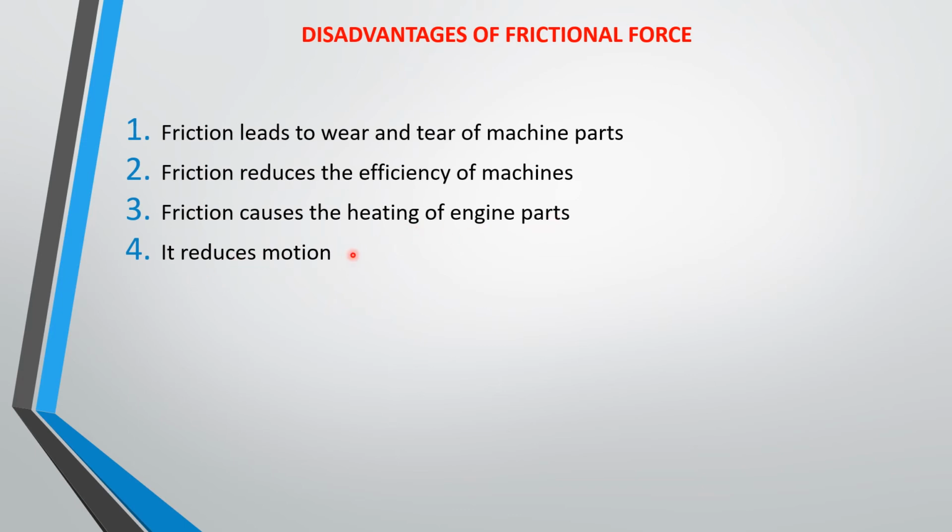Friction reduces motion. It is because of the frictional force that exists between moving parts that the moving part can be made to stop. Like a car that is moving, when you step on the brake, the frictional force between the tire and the brake and the ground will make the car come to a stop. So these are some of the disadvantages of friction that you need to take note of. Is that okay? So how can friction be reduced?